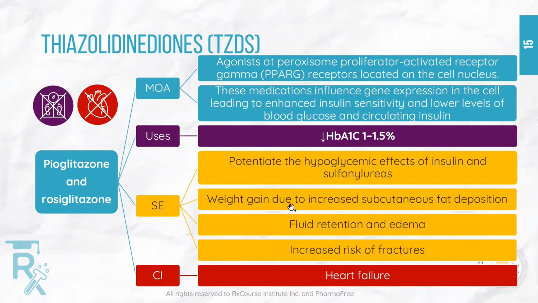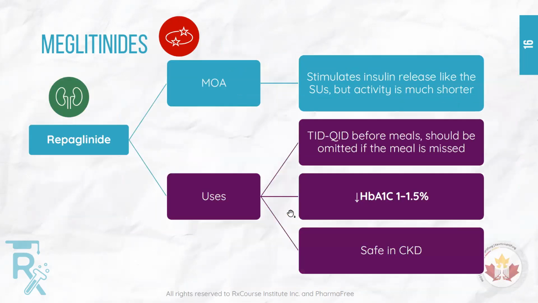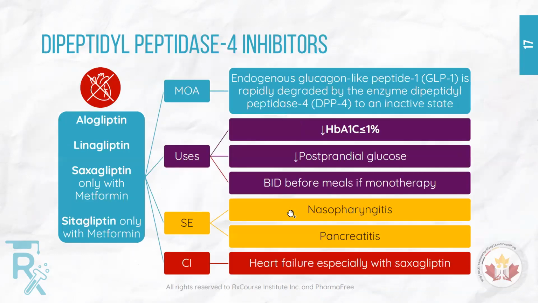Pioglitazone has also been discontinued in many countries. Okay, the next family, and it's a newer family compared to sulfonylureas and other glitazones, is the dipeptidyl peptidase 4 inhibitor. Okay, what is dipeptidyl peptidase enzyme?